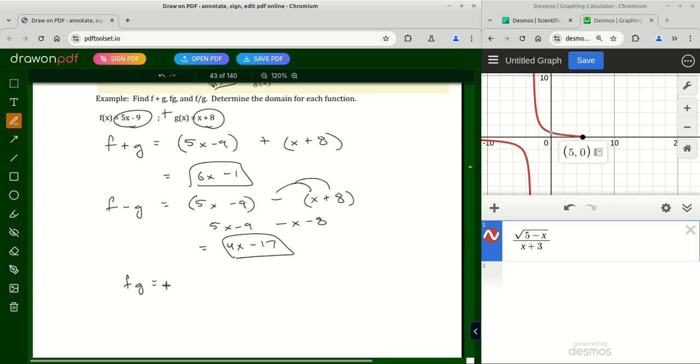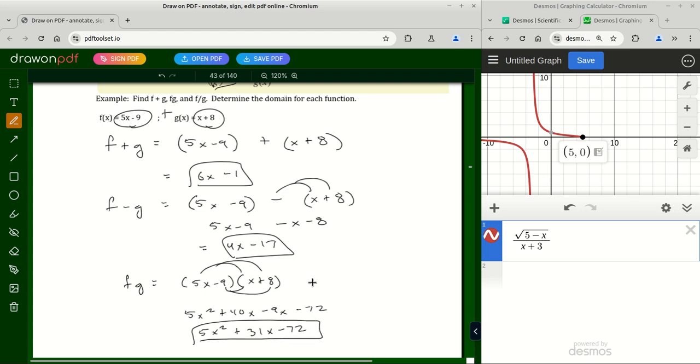F times g. So, what I'm doing here is multiplying them. Side by side, we have to FOIL. Yep, here we go. So 5x times x is 5x squared. 5x times the 8 is 40x. 9 times the x is the 9x, and 9 times 8 is 72. Combine like terms. And, well, there you go. Not the greatest, but it's not too bad.